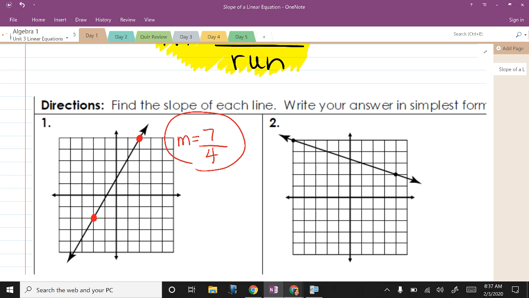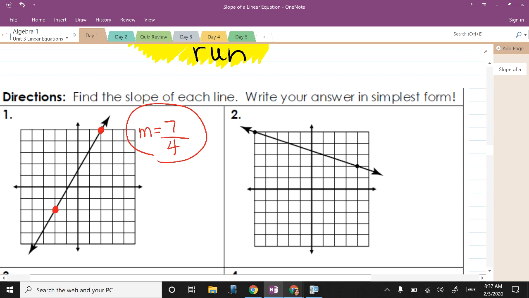Well, you're about to do a whole worksheet of them. Just a second. Just remember, you always go left to right, just like you read words on a page. Left to right. Okay? All right, so number 2.